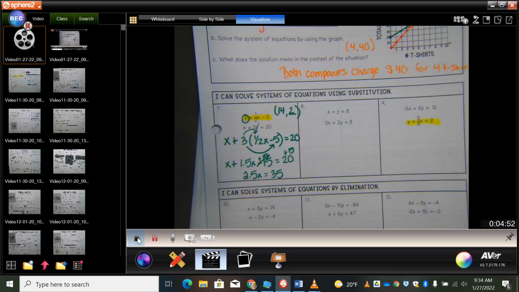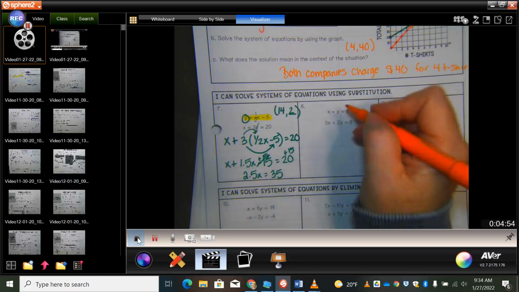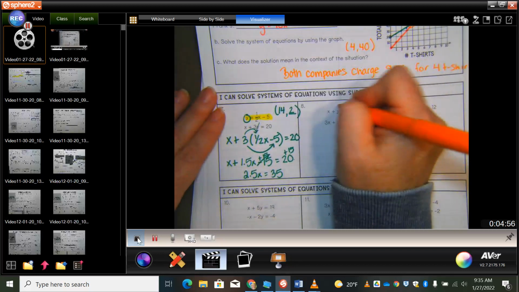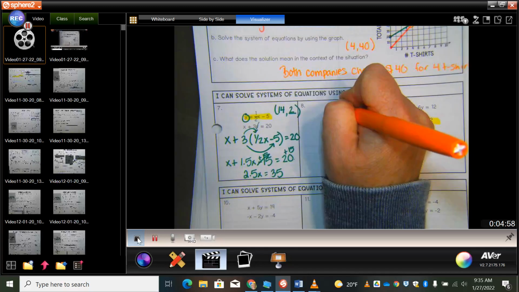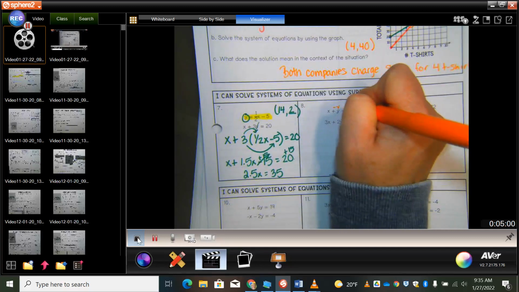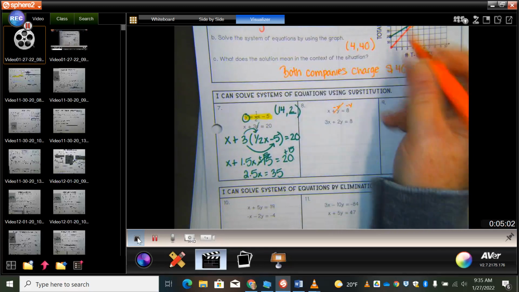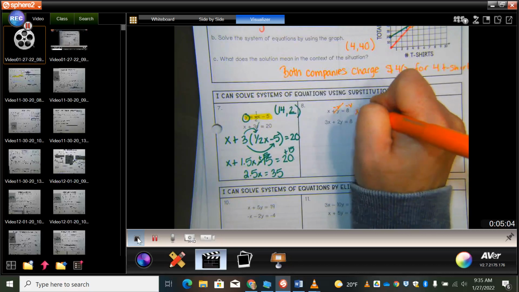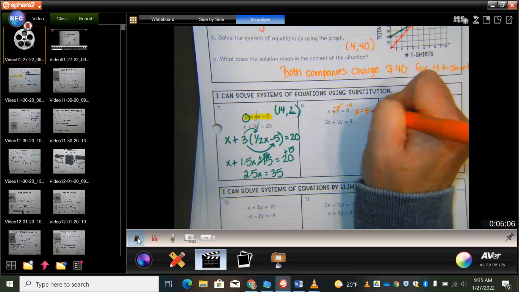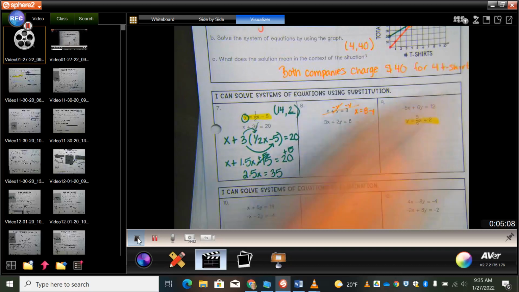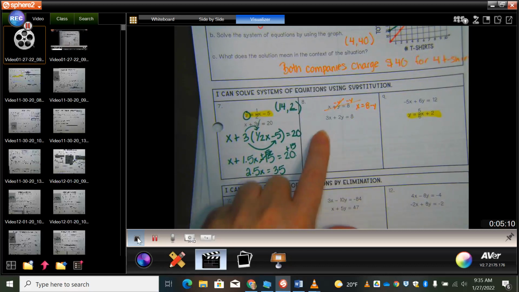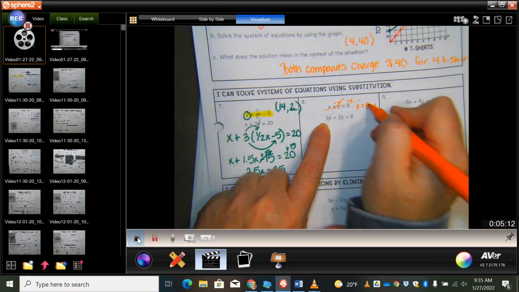Now in the second one, we do not have an X or a Y equals, so I'm going to solve the first one for that. I'm going to say minus y, so that now I have x is equal to 8 minus y. So I'm not going to use the first one anymore. I'm going to use this one. And in place of the x, I'm going to put 8 minus y.